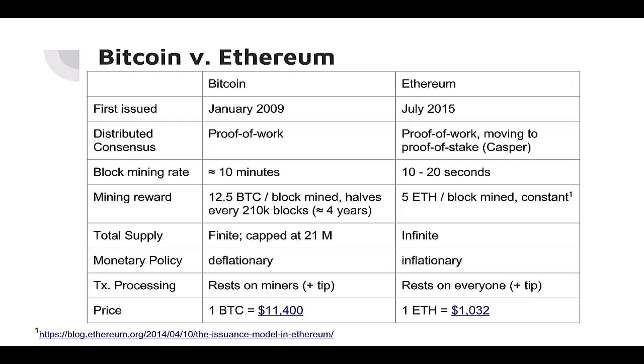The block mining rate is very different. Bitcoin's controlled to 10 minutes. Ethereum is controlled to 10 to 20 seconds. You know, much faster transactions. The mining reward scheme is a little bit different.